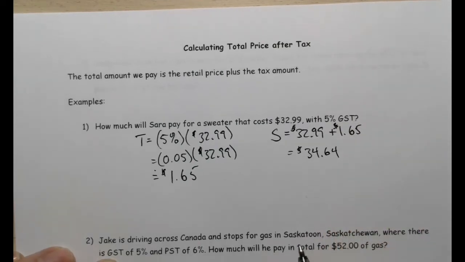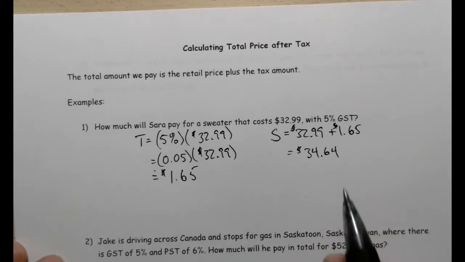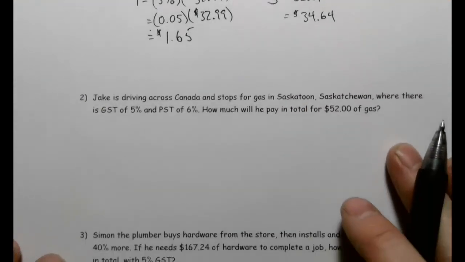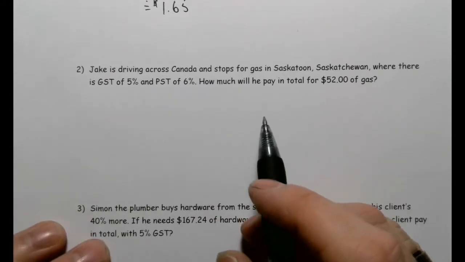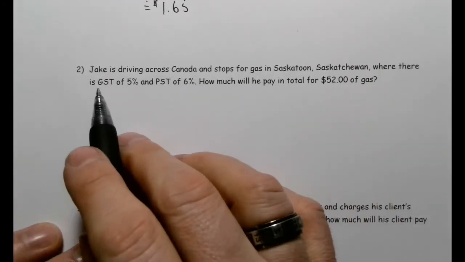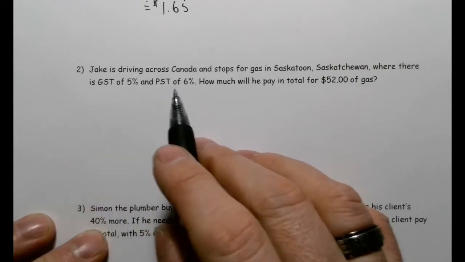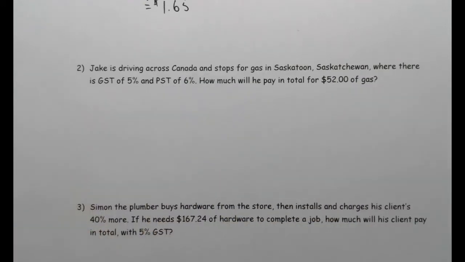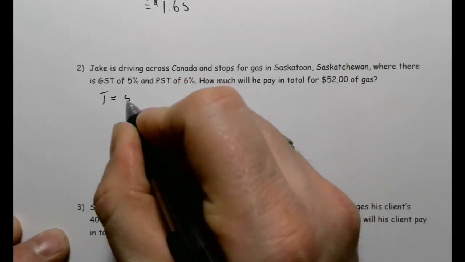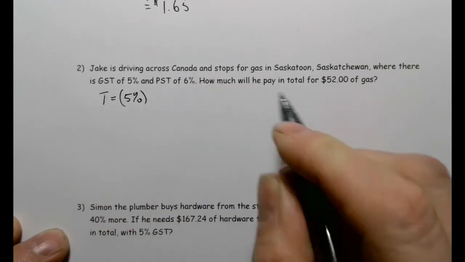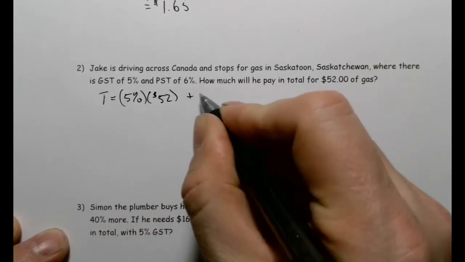Let's take a look at another example. Jake is driving across Canada and stops for gas where there is a 5% GST and PST of 6%. So how much will he pay in total for $52 of gas? Okay, well, let's figure out the tax first. So tax is going to be 5% of the $52 plus the 6% of $52.